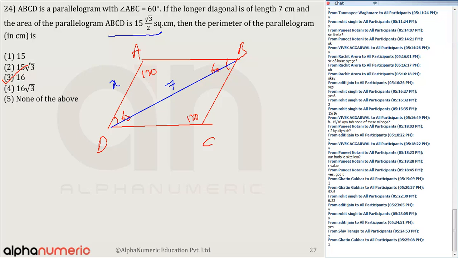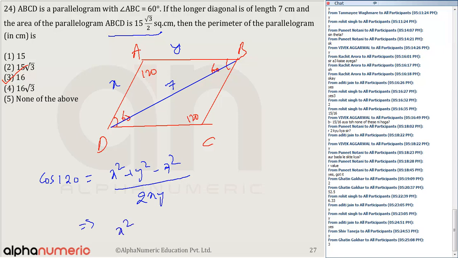Let's say this length is equal to x, this length is y. Okay, so cos 120 is equal to x square plus y square minus 7 square upon 2xy. So from here you can find out what is the value of x square plus y square. एक तो ये इक्वेशन आ जाएगी, और दूसरा एरिया ऑफ द पैरेललोग्राम की बना है. Area of the parallelogram is equal to xy sin theta. तो xy sin 120 and that is equal to 15√3/2. So I think by solving these two equations you can find out what is x and what is y.